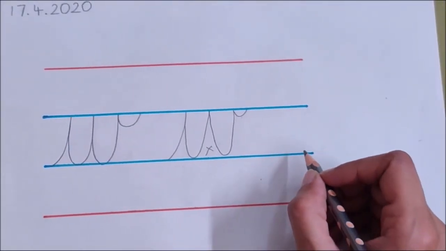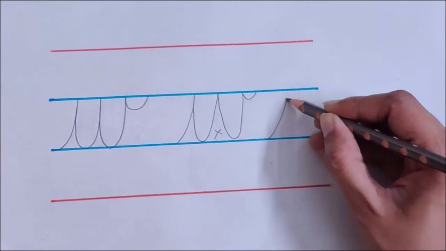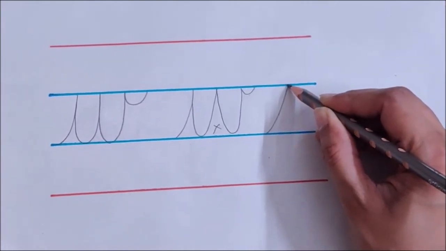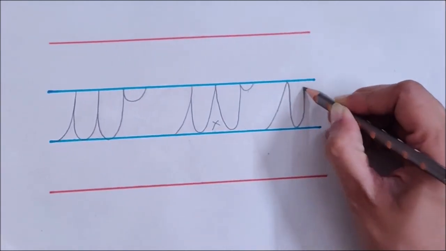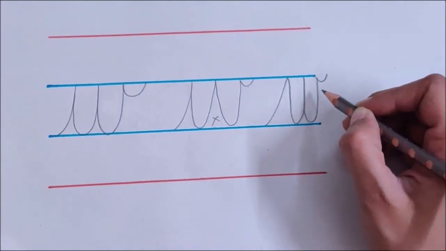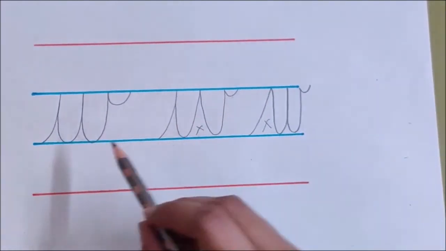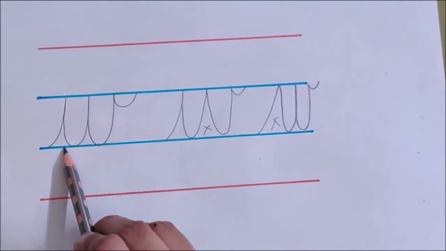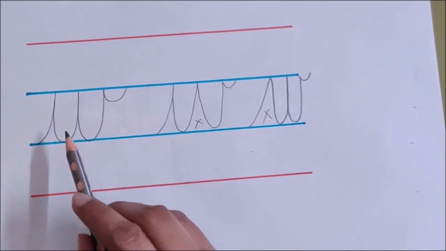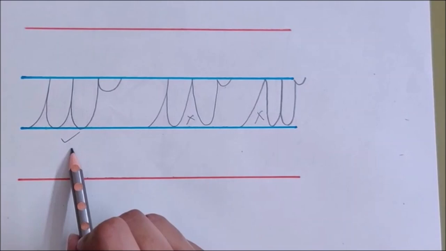And also, children, don't write W like this. If you will not come back on the same line, W will be like this. It is wrong. It has to come back on the same line like this. Okay, children? So this is the correct way of writing letter W.